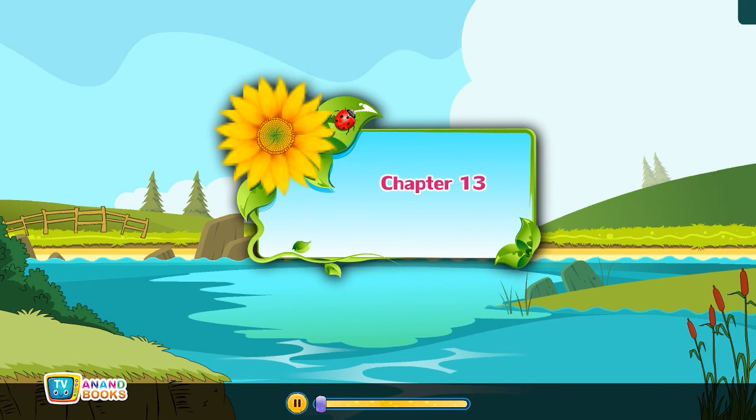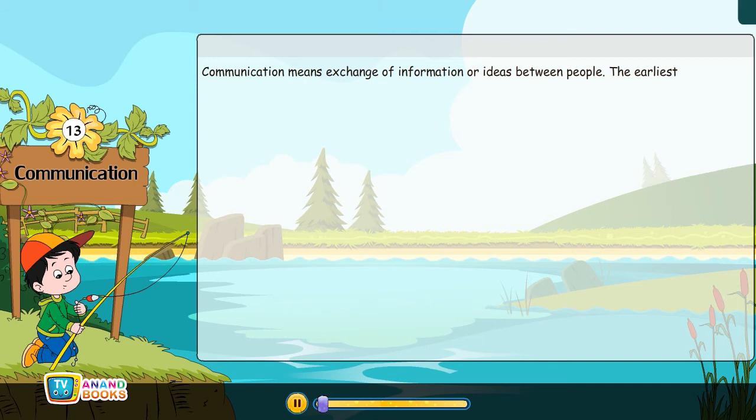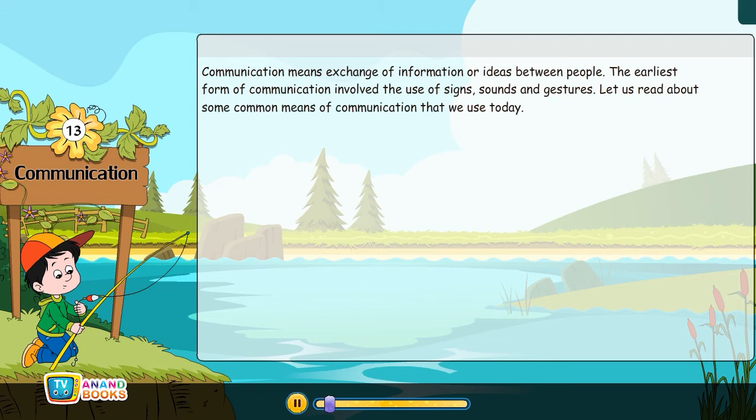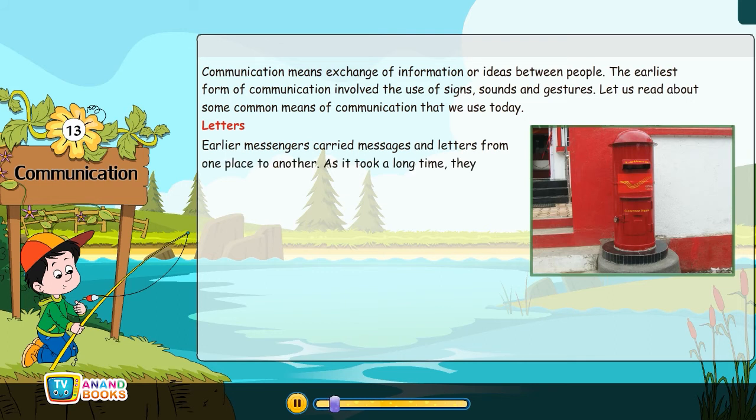Chapter 13. Communication. Communication means exchange of information or ideas between people. The earliest form of communication involved the use of signs, sounds, and gestures. Let us read about some common means of communication that we use today. Letters. Earlier, messengers carried messages and letters from one place to another.